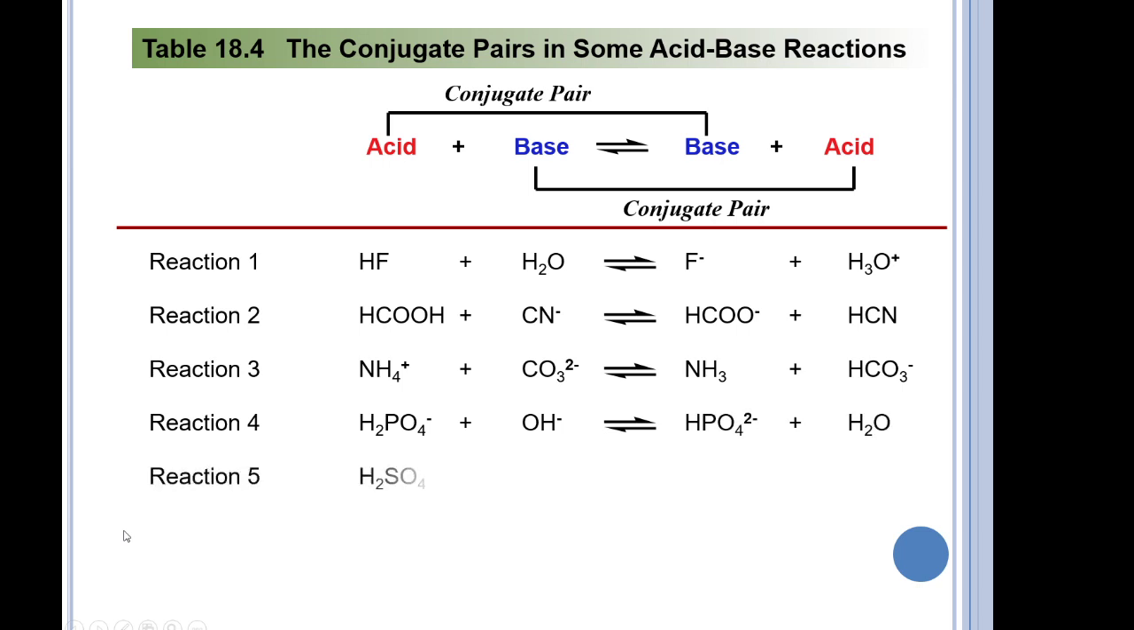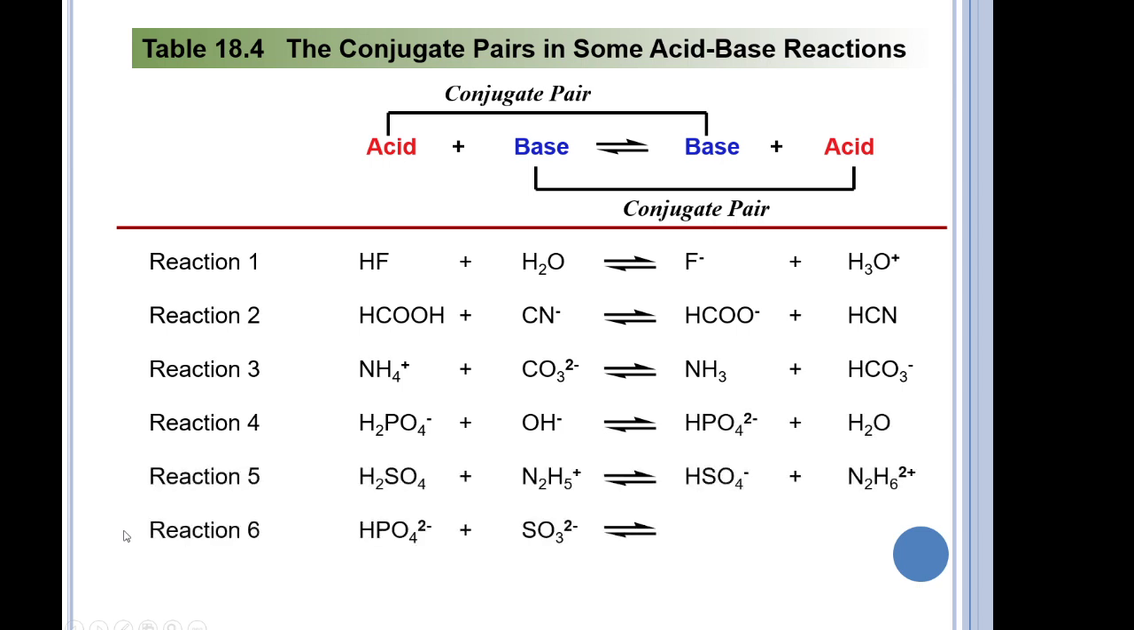And this is showing essentially table 18.4. A whole bunch of different reactions. Identify what's your acid. Identify what's your base under Bronsted-Lowry conditions. So things that we would never consider being bases: CN-, water, carbonate, hydroxide. Things that we wouldn't consider being bases are now bases.